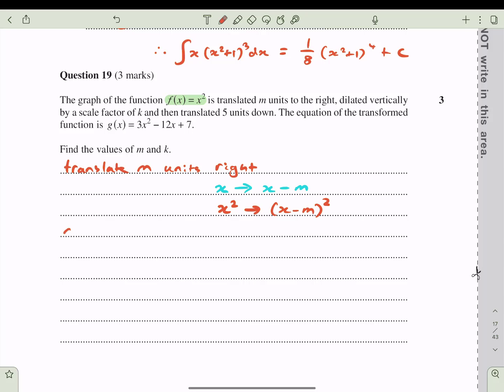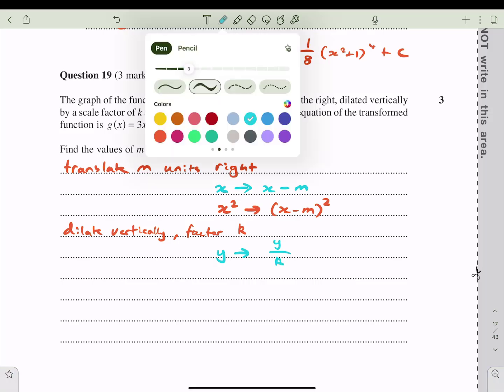My second transformation is to dilate vertically by a factor of k. When this happens, we have to replace the y with y over k. So this is for dilations vertically.